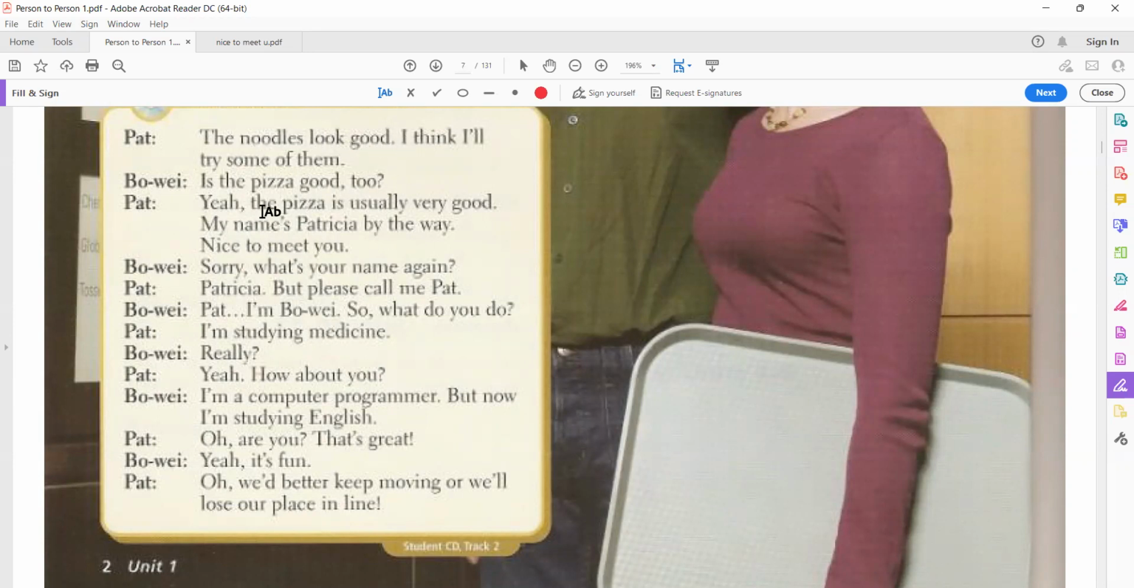And then after Bo responded, he said, is the pizza good too? She said, yeah, the pizza is usually very good. And then she said her name. She introduced herself. She said, my name is. So she didn't say hi, hello. No, because she already started the conversation with small talk.